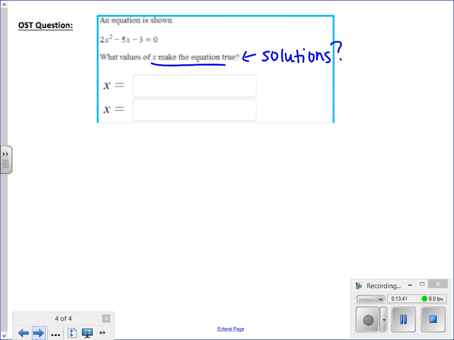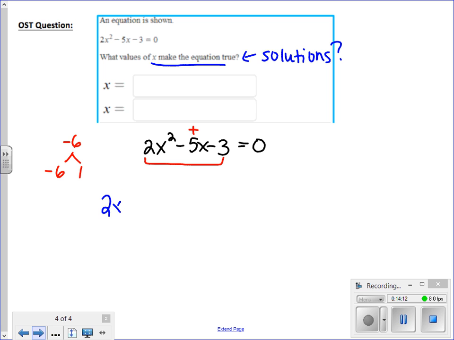So what I would do is I would rewrite the 2x squared minus 5x minus 3. And you're going to use split the middle to factor this. So I'm going to multiply the 2 and the negative 3. That gives me negative 6. I need 2 numbers that multiply to negative 6 and add to negative 5. Those 2 numbers are going to be negative 6 and positive 1. So I split the middle here by writing 2x squared minus 6x plus 1x minus 3.